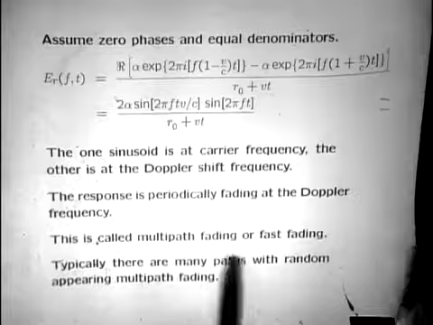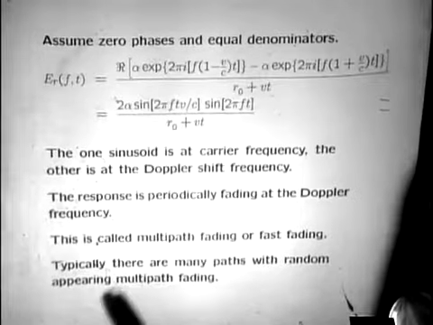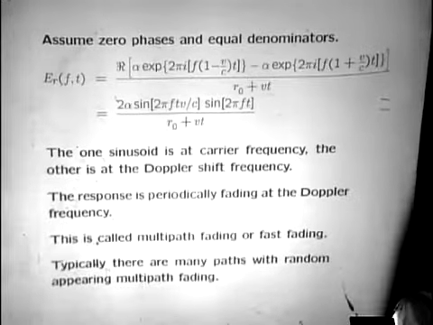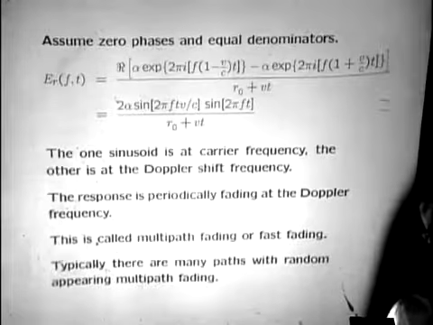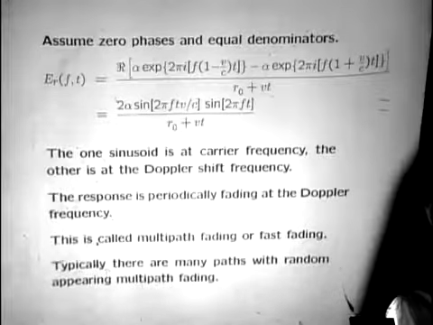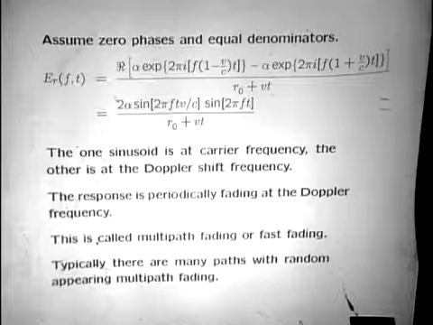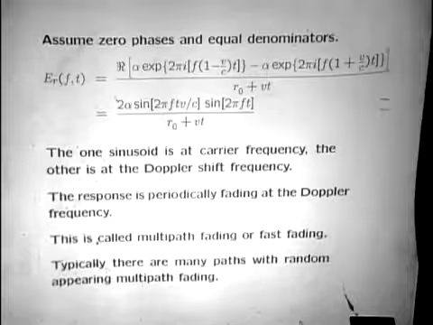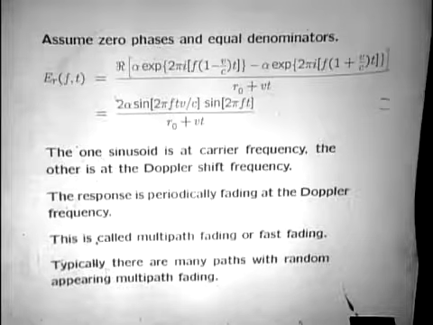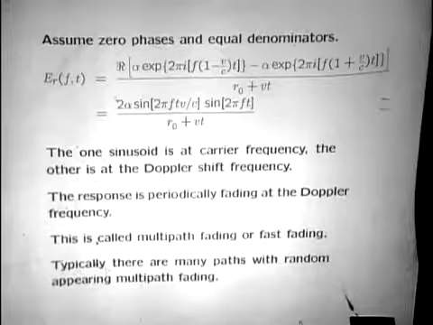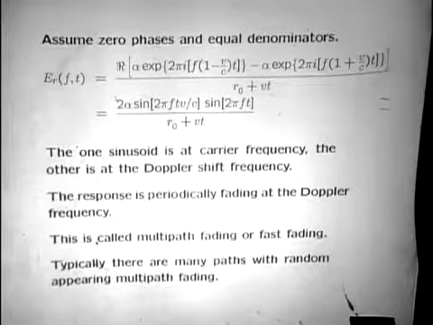You get a response which is periodically fading at the Doppler frequency. This is called multipath fading or fast fading. It's called fast fading because it happens so fast, and it's called multipath fading because it happens because of multiple paths which each have lengths which are changing relative to each other. Okay, let's go back and look at the thing we had before, where we just had a moving antenna.